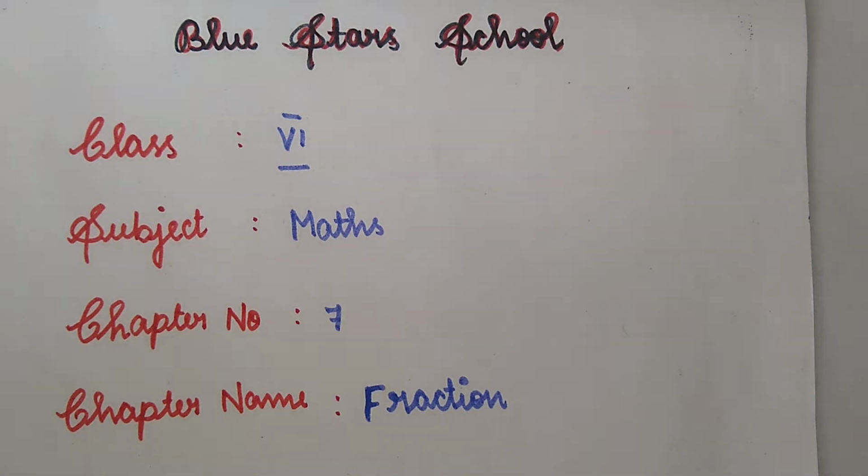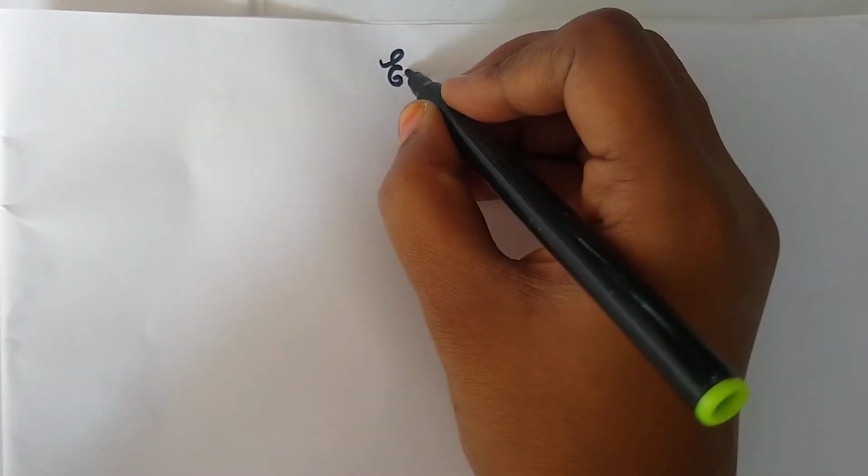It is nothing but two or more fractions are said to be equivalent if their simplest forms are the same. Okay, next. Let's move to the exercise sum. Take exercise number 7.3.